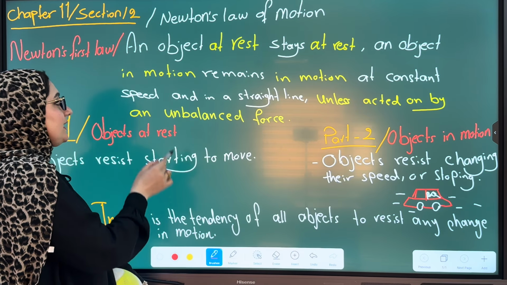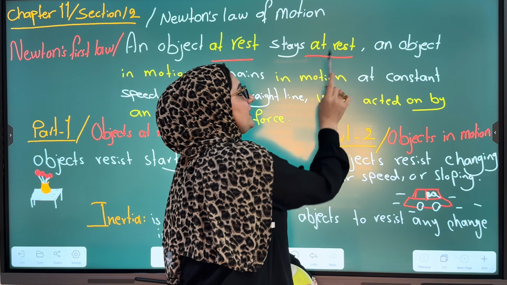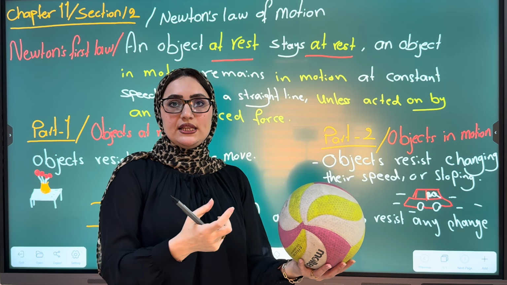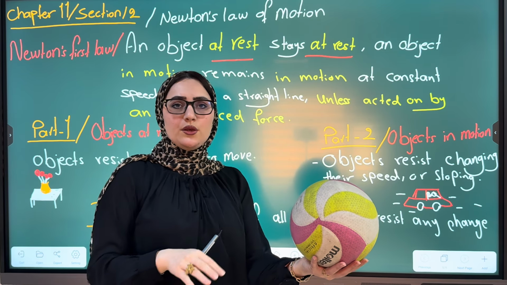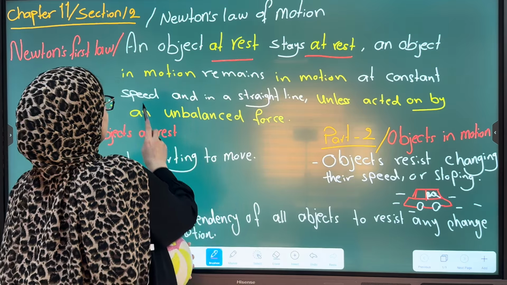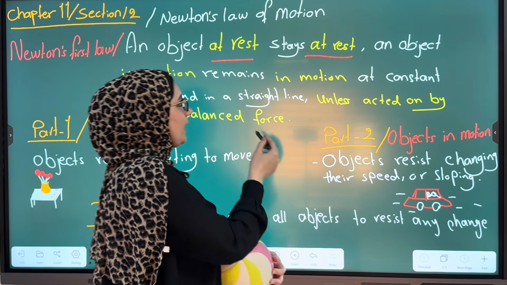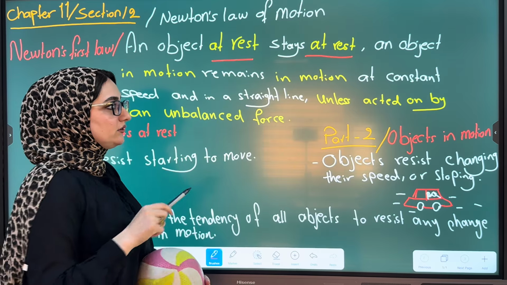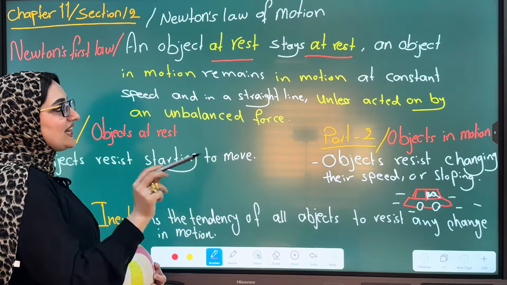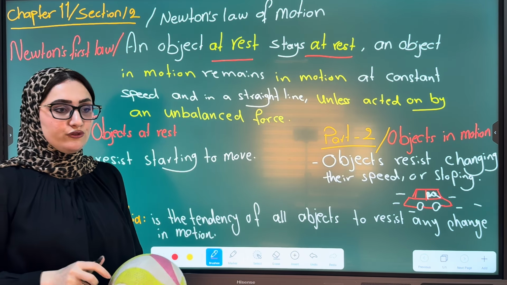An object at rest will stay at rest. Okay? An object in motion remains in motion at a constant speed in a straight line unless acted on by an unbalanced force.